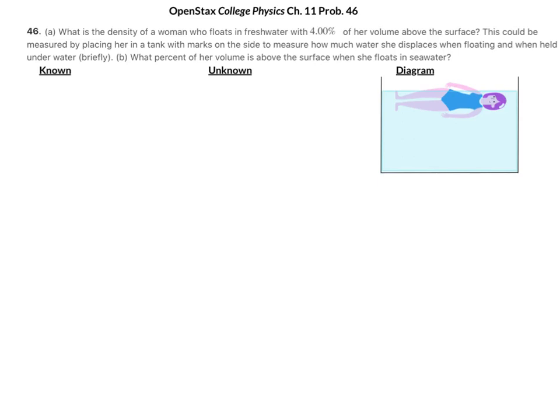So let's write down the things that we know. We basically just know that her volume above water divided by her total volume is 4%. All right, and what we're looking for in part A is the density of the woman, and in part B we're looking for V above divided by V total in seawater.